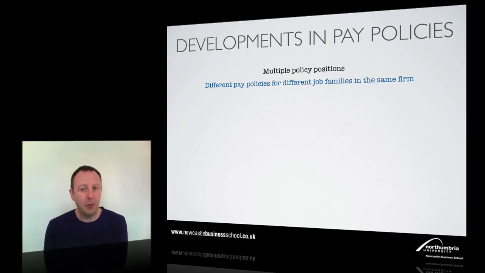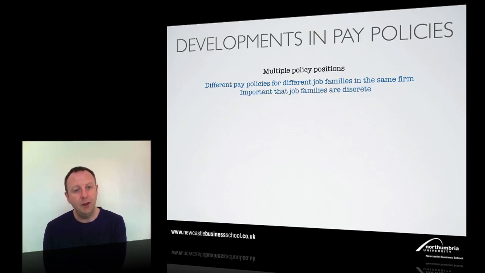And so those multiple pay policies might mean that for certain job families where labour markets are very tight, very competitive, they offer a lead policy so that they can attract staff in that kind of situation. But in other labour markets, in other areas of their staffing, where the labour markets are much looser, they can be much more competitive and operate a match or a lag policy. So organisations become much more flexible in terms of their approaches towards pay policies.